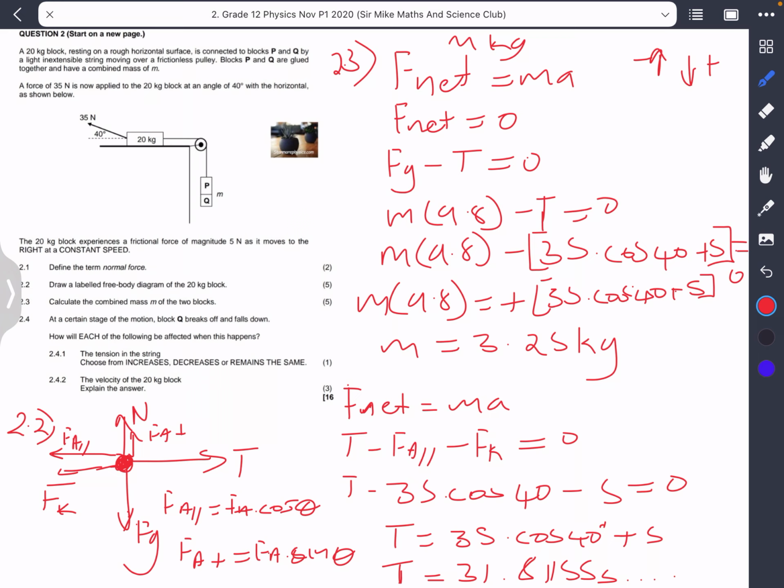So for 2.4.2, they ask how each of the following will be affected when block Q breaks off and falls down. What would happen in this case to the velocity of the 20 kg block? Explain the answer. Now, we know that our block is moving in that direction.